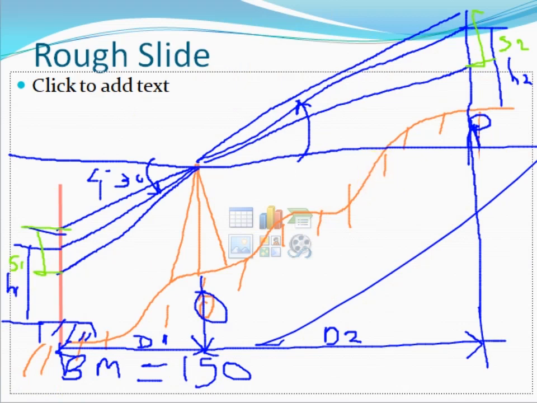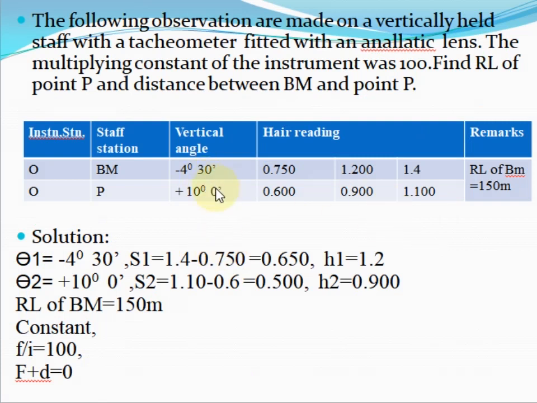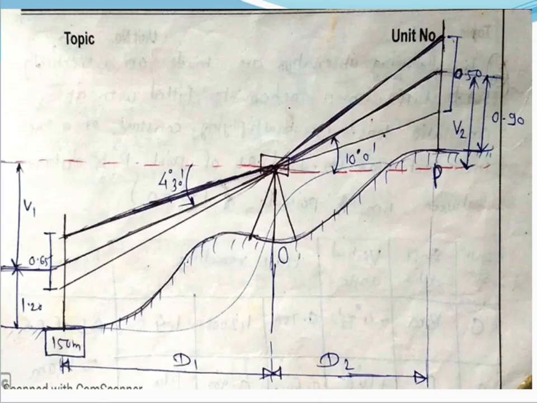Let me rub this so you can understand better. Here we have 4 degrees 30 minutes and 10 degrees. This is your final figure. I have written the readings directly: S1 is 0.5, which we already have to calculate. This is V1, H1 is 1.2, H2 is 0.9. Here the benchmark reading is written directly, 150 is the benchmark already given, wherever you have to keep the staff.